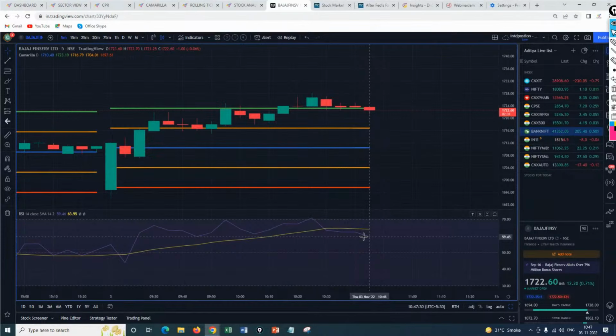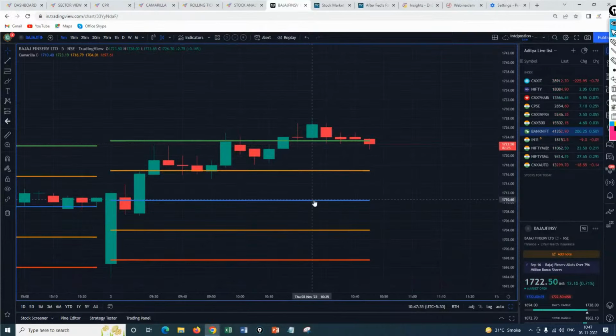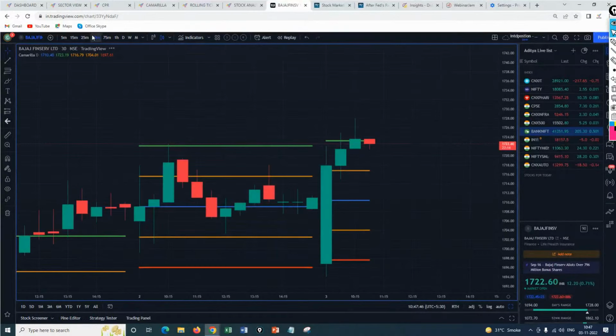But the benefit of using pivots is that pivots are defined even before the day begins. And once it is defined, it remains here. So you can use a 5 minute chart. You don't like 5 minute, use 15 minute chart. You don't like 15 minute, use 30 minute. Use hourly chart.